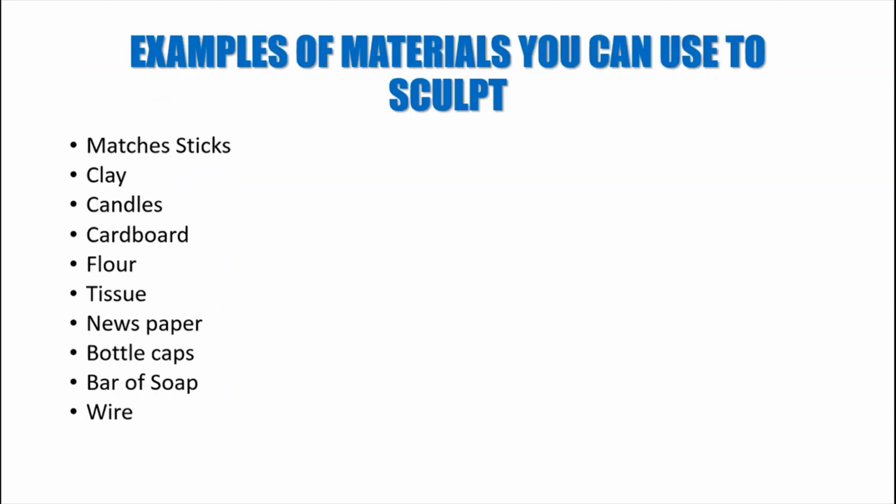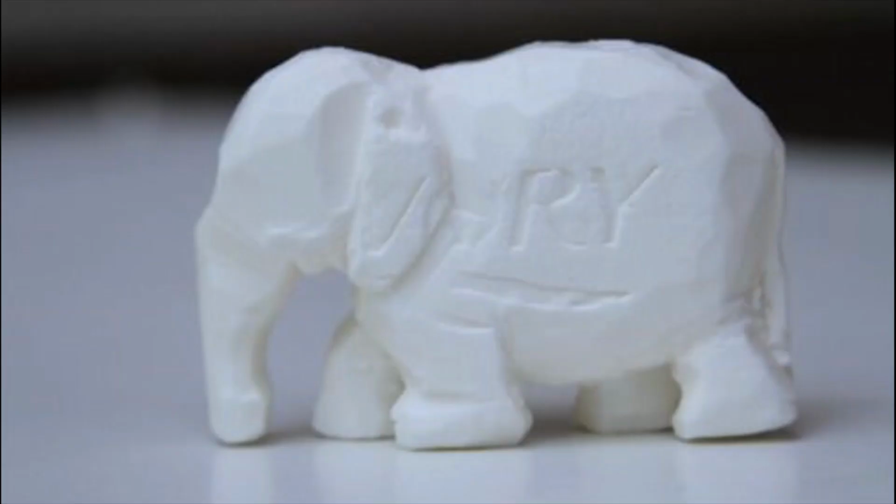So, here are some examples that you can use to sculpt. Examples of materials, that is. So, you can use matches, clay, candles, cardboard, flour, tissue, newspaper, bottle caps, bar of soap, wire. A lot of things you can use. Just about anything you can use to sculpt.